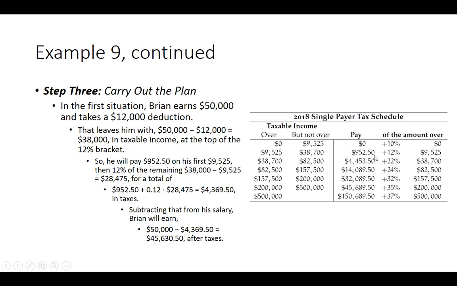So he'll pay $952.50 on the first $9,525. And then 12% of the remaining $38,000 minus $9,525, or $28,475, for a total of $952.50 plus 12% of $28,475, which works out to $4,369.50 in taxes.